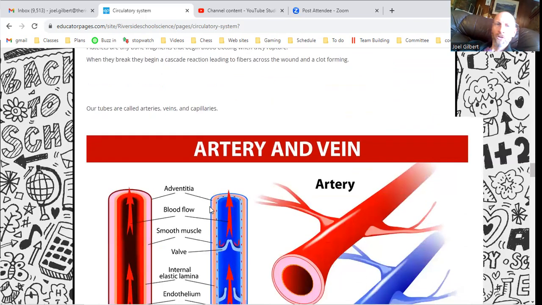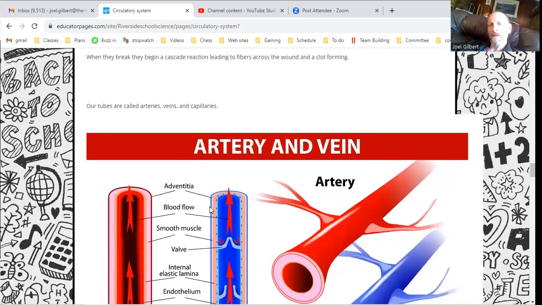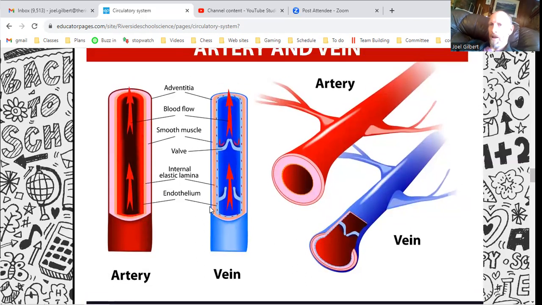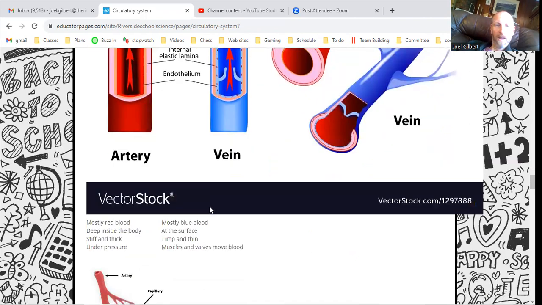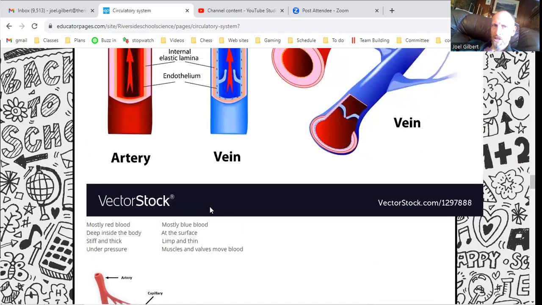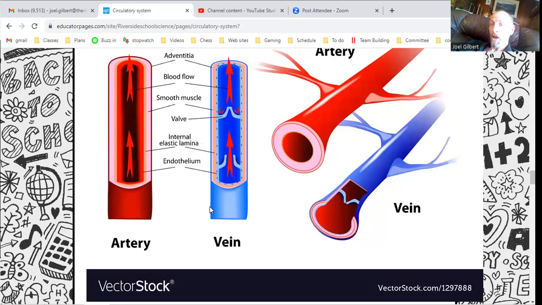Now onto our tubes. We have arteries, veins, and capillaries. Arteries go away from the heart. Veins go towards the heart. Arteries are under a tremendous amount of pressure because the heart makes blood in them move by pumping and making pressure. Your veins don't have pressure.